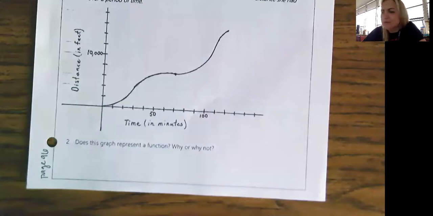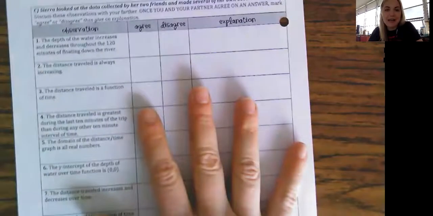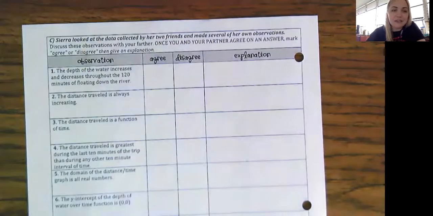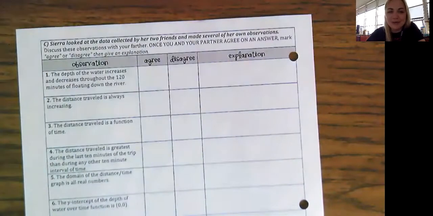Okay, so what are we doing for today then? Because you just finished the front side of this paper, your job, and this is going to be a really short video because you have to do the rest on your own, you are doing the back side of this paper. So Sierra looked at the data collected by her friends and she made several of her own observations. You are going to discuss these observations with your father. That's so weird. I think it's supposed to say partner, but right now you're just working alone.